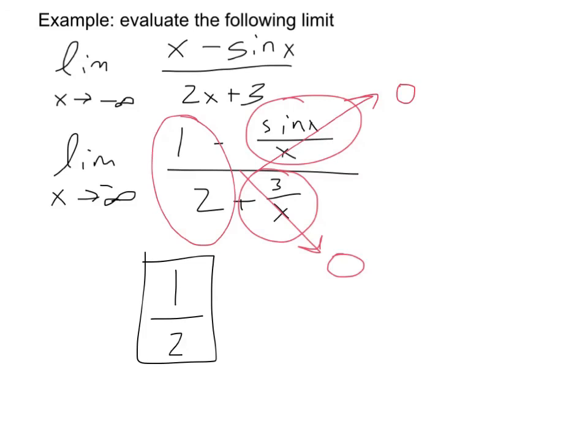So that's the strategy that we use here. We definitely divide by the highest power of x in the denominator, but once that's done, there's usually some thought that has to be done in terms of figuring out what this limit's going to be.